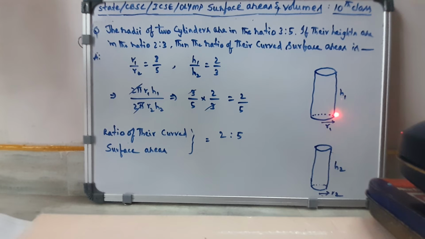What is the formula for curved surface area? This is the curved surface, that means this is the perimeter, 2 pi r into h. So 2 pi r1 h1. The curved surface of the second cylinder is 2 pi r2 into h2, right? So the ratio of the curved surface areas is 2 pi r1 h1 by 2 pi r2 h2, which is equal to, 2 pi cancel, R1 by R2 is 3 by 5, H1 by H2 is 2 by 3. 3 cancel, 2 by 5. So the final answer is the ratio of their curved surface areas is 2:5. That is the answer.